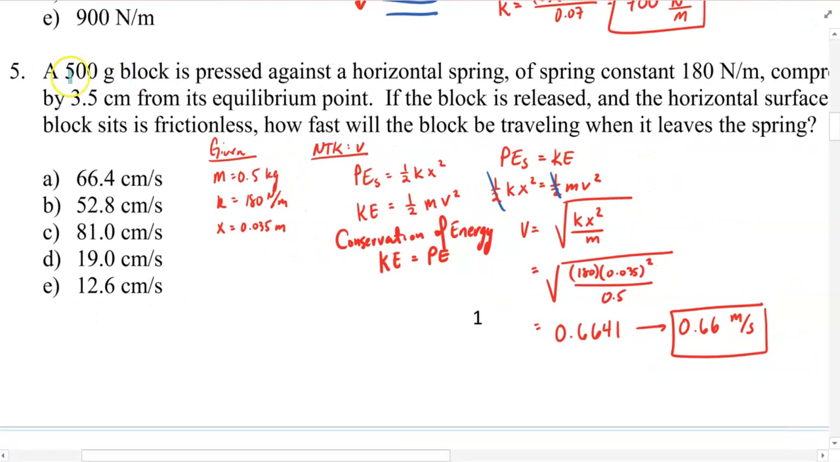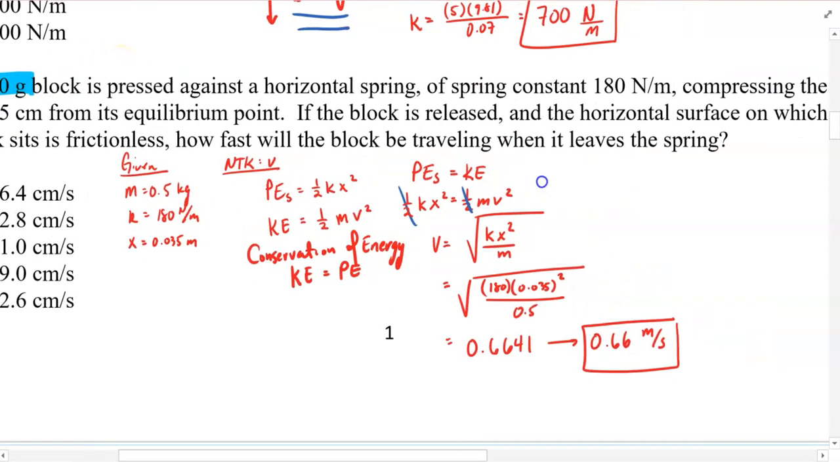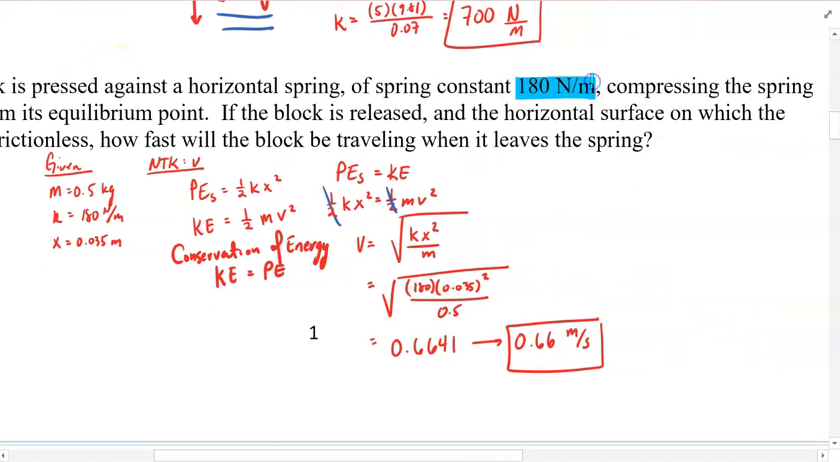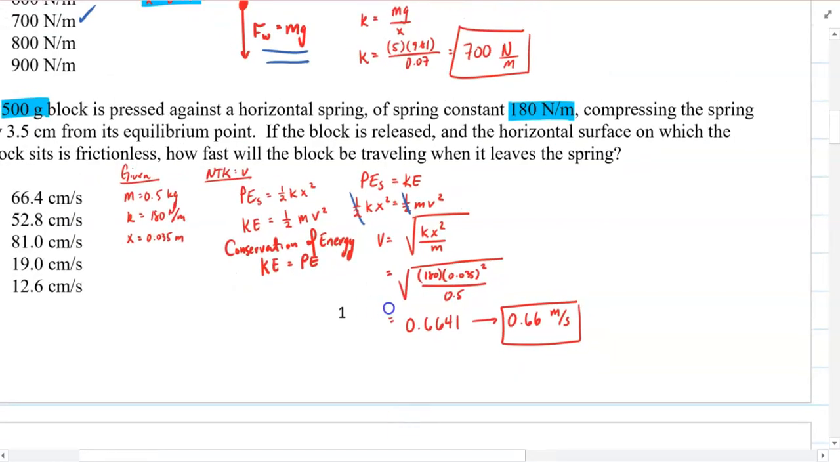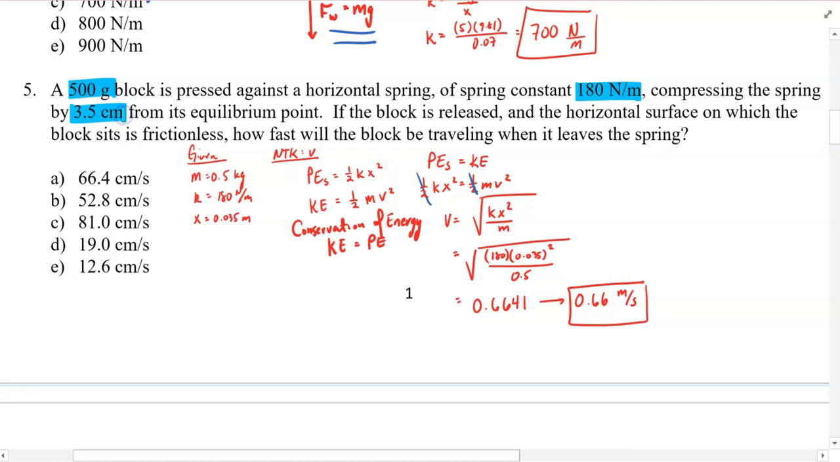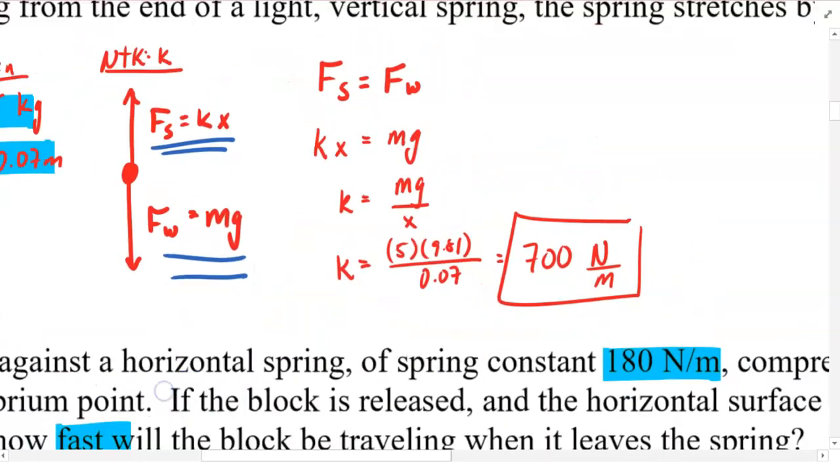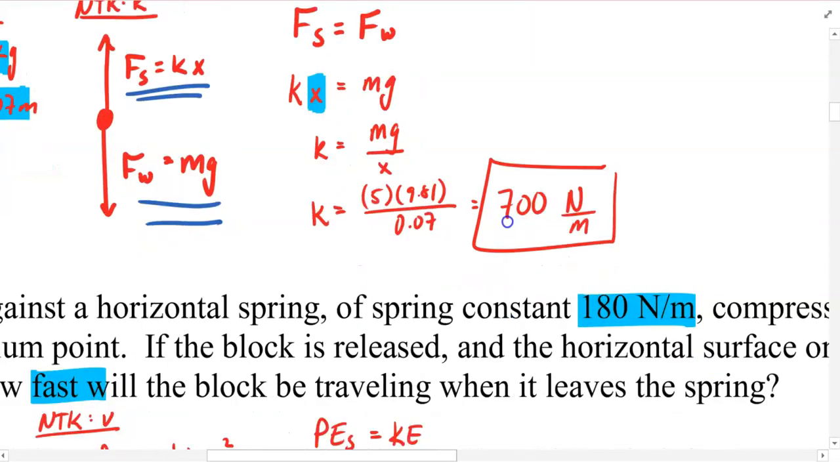For number 5, we have a 500-gram block pressed against a horizontal spring that has a spring constant of 180 newtons per meter. And the block gets compressed by 3.5 centimeters from its equilibrium point. If the block is released and the horizontal surface is frictionless, that's good to know, how fast will the block be traveling when it leaves the spring? So we have a mass, a spring constant, and the distance that the spring is compressed. And by the way, I forgot to reiterate that here: this x value is a displacement. It's the distance that the spring gets displaced.